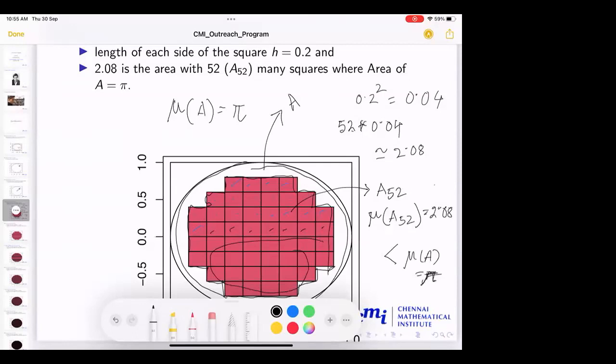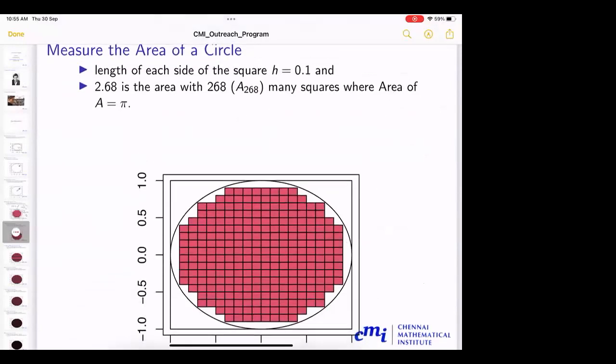Now what I have done, I reduced the h from 0.2 to 0.1. And it turns out now there are 268 squares. I did the program and I counted it. Manually it's not possible, it's very difficult. And that gives rise to a new geometric shape.